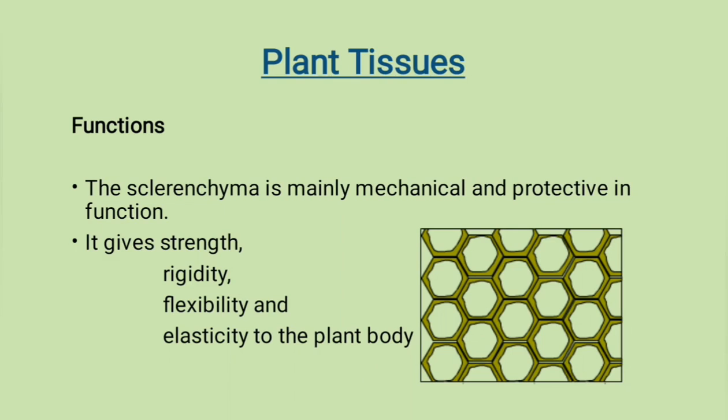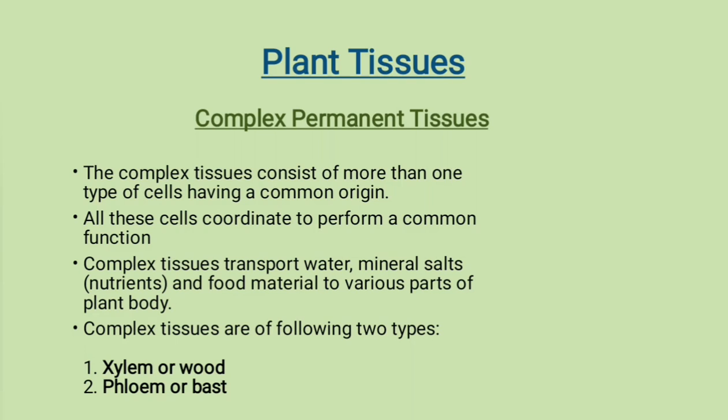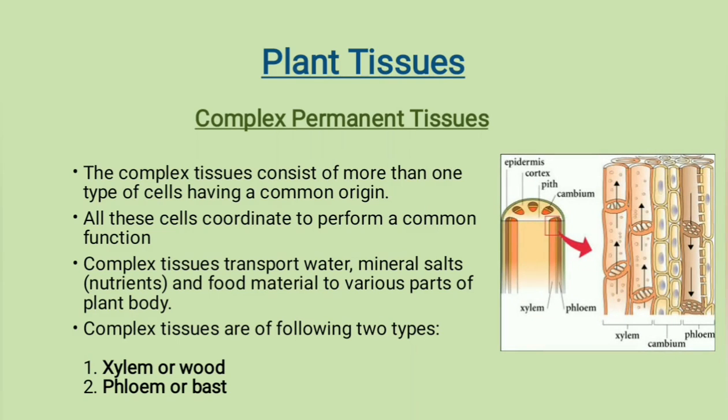Now let's move on to the next type of plant tissue, which is complex permanent tissue. It is just the opposite of simple permanent tissue. Simple permanent tissues were those tissues which are made up of only one type of cell. Whereas the complex permanent tissues are those tissues which are made up of more than one type of cell. So there are so many cells which, when combined together, start performing a similar kind of function, then you can say that these are complex type of permanent tissues.